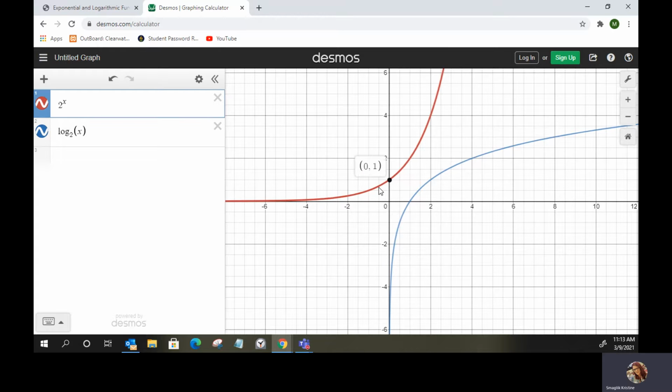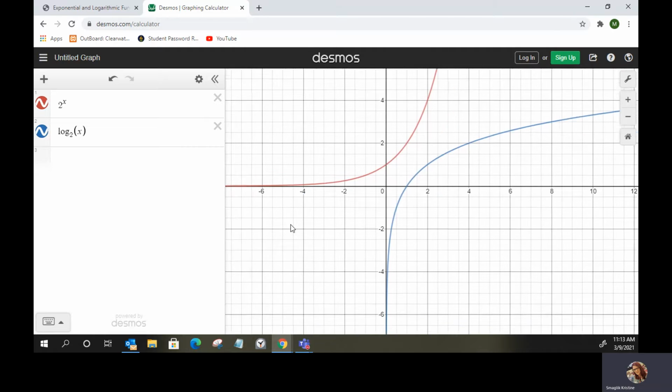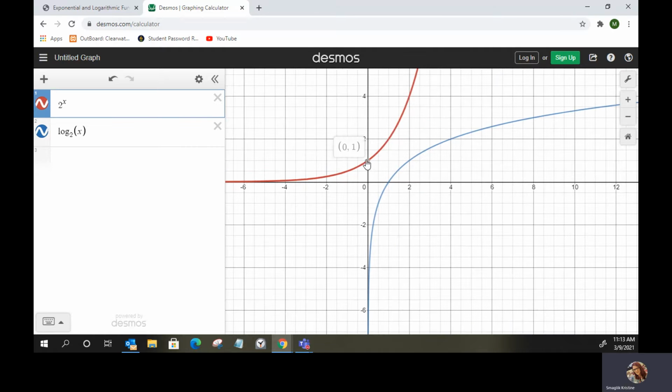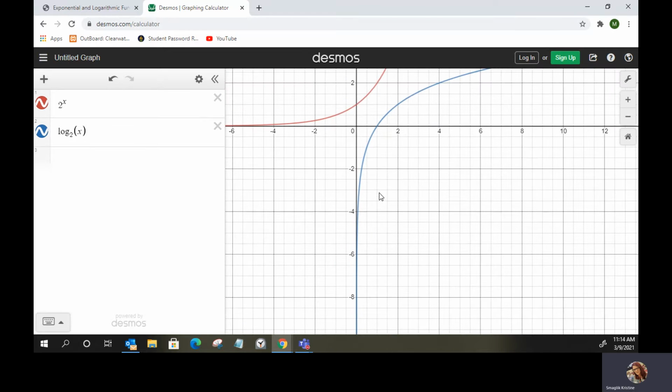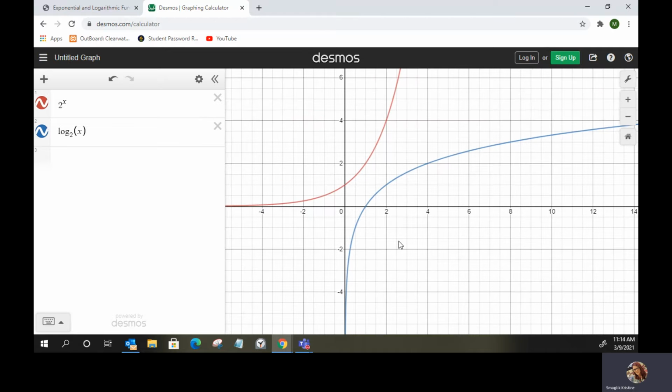Also notice here, we had a y-intercept at (0, 1). We had no x-intercept. And when you look at the inverse, the logarithm, well, now you don't have a y-intercept because, of course, that graph is never touching the y-axis. But we do have an x-intercept. So take a look at that relationship.